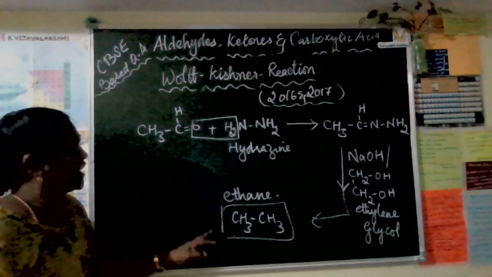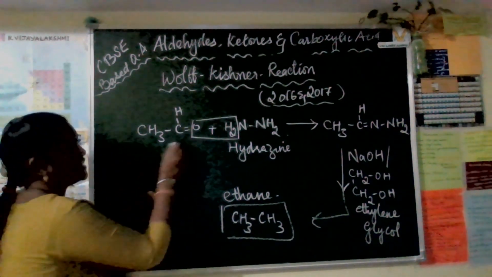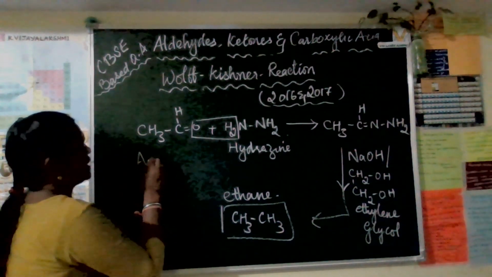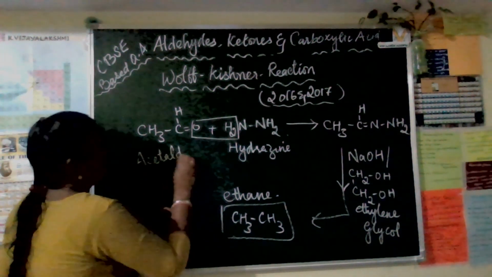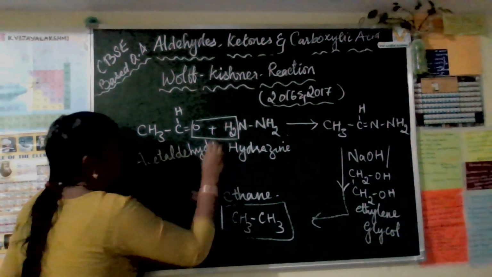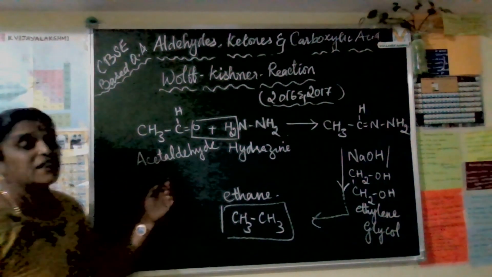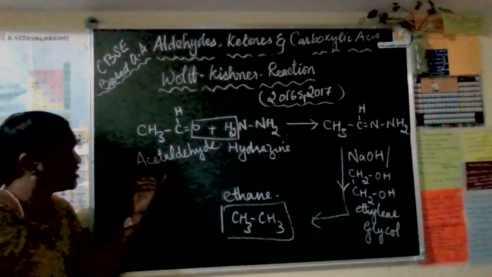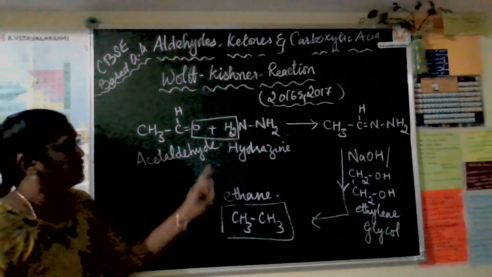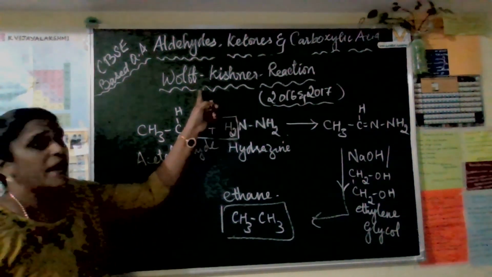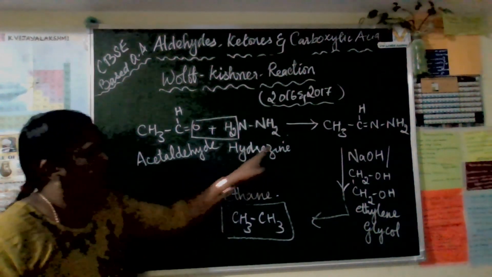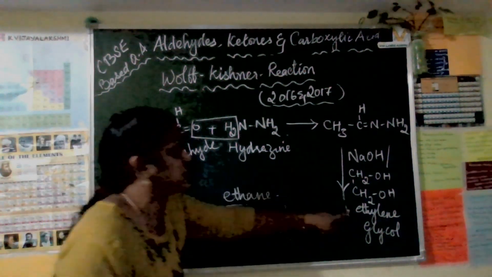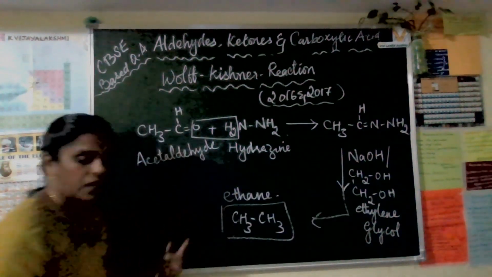Okay, hope you're clear with it. Aldehyde, this is what it is: CH3CHO, acetaldehyde, or ethanaldehyde. Acetaldehyde is the common name. Ethanaldehyde or acetaldehyde is converted into ethane by the Wolff-Kishner reaction. So here, hydrazine is followed by this reaction, and you are getting an alkane.